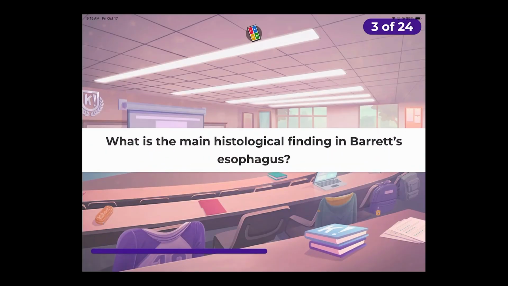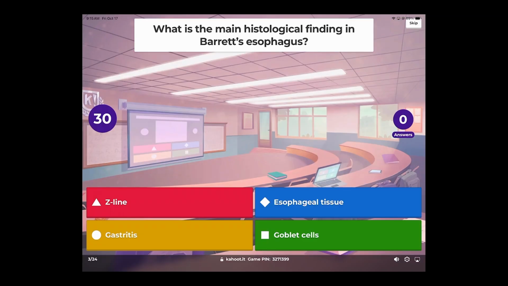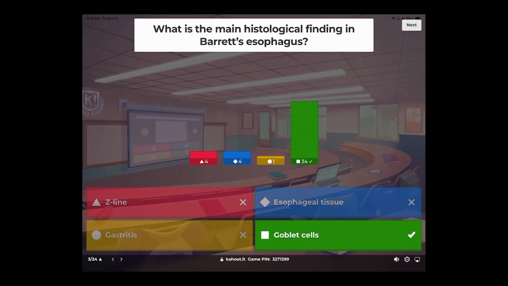What is the main histological finding in Barrett's esophagus? They also have motility problems. Yep, going too fast. Okay, goblet cells. Goblet cells don't belong in the esophagus because what do goblet cells produce? Mucus. They're not supposed to be there.